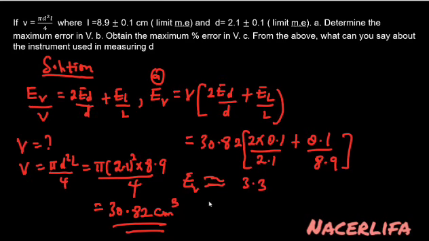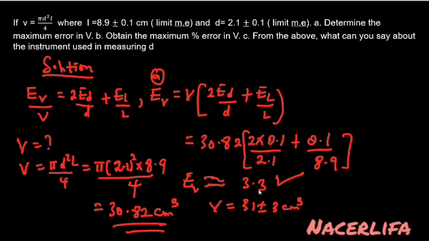So we can now report V. If we want to report it, we can neglect this decimal place. We can report it, approximated, as 31 plus or minus 3 cm cubed. So we have provided the answer for A. A says determine the maximum error in V. So the maximum error in V is this.